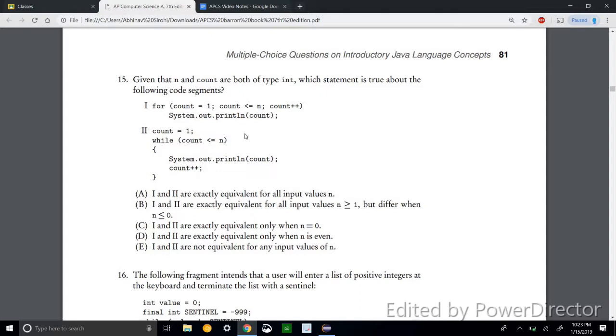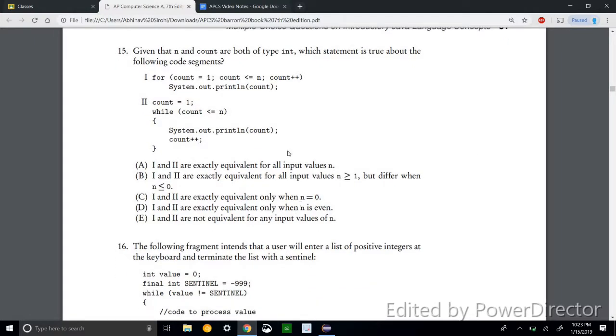And what the while loop here does is start at count equal 1 and go up to n and print every number from 1 to n as well. So both of these do the exact same thing, and because of that, number 15 is A.